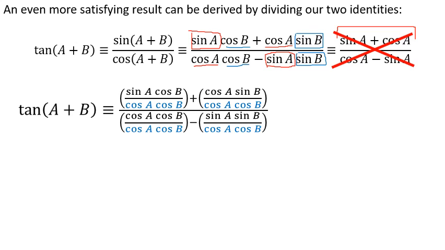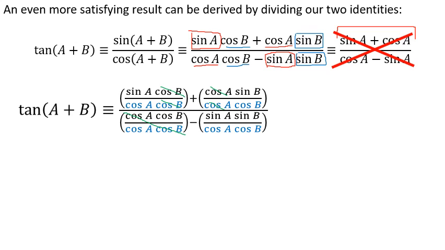And by dividing by cos A cos B, everything cancels out on the bottom left term. So all of that disappears. On the top, cos B and cos B disappear. And over here, cos A and cos A disappear. And then in the bottom right term, nothing cancels out. So it's kind of all or nothing on the bottom, and it's half and half on the top.